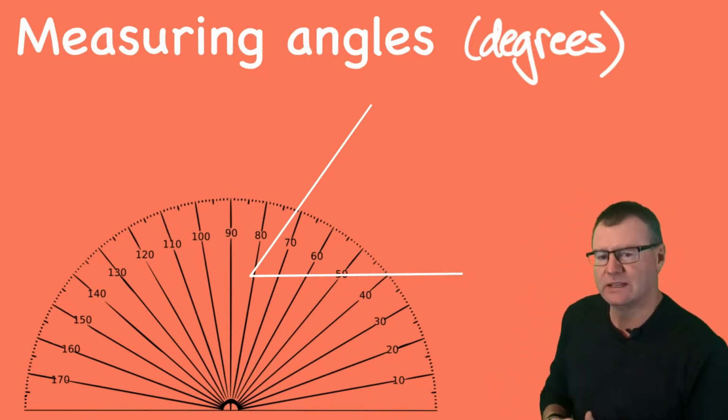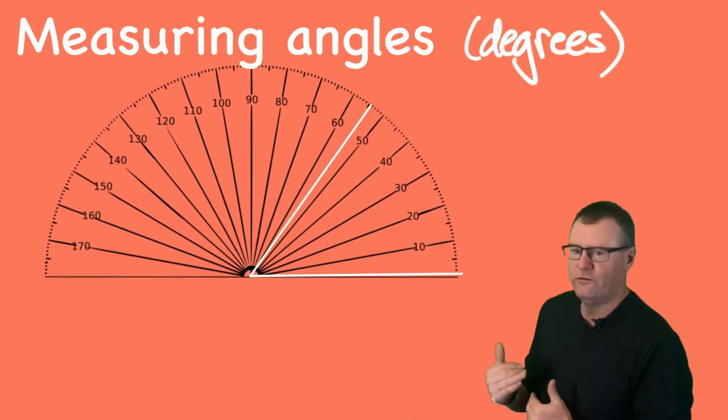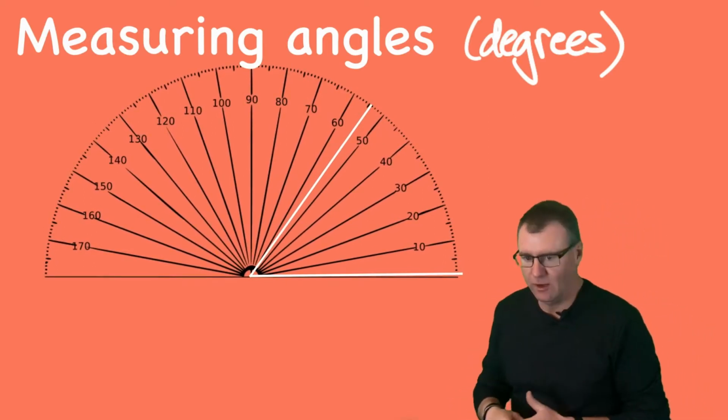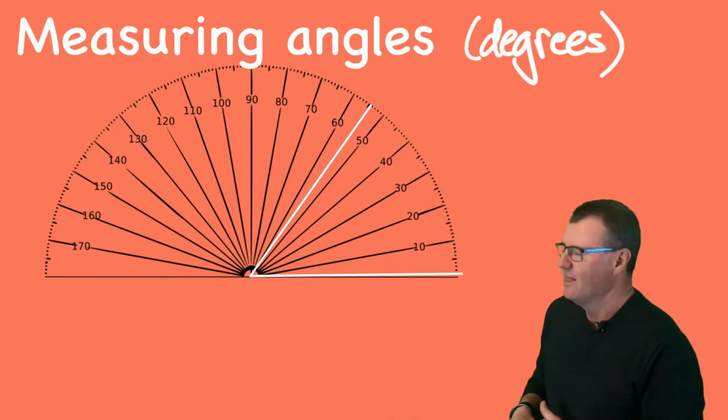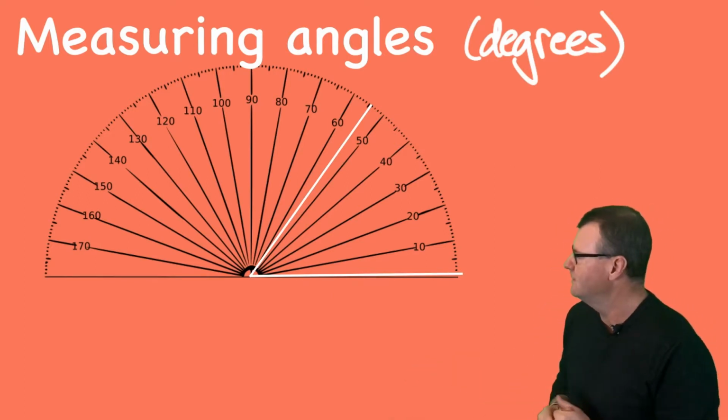I take the protractor and I place the center point at the base on the vertex of the angle, which is the sharp bit, remember? The baseline has to sit along one of the arms of my angle.